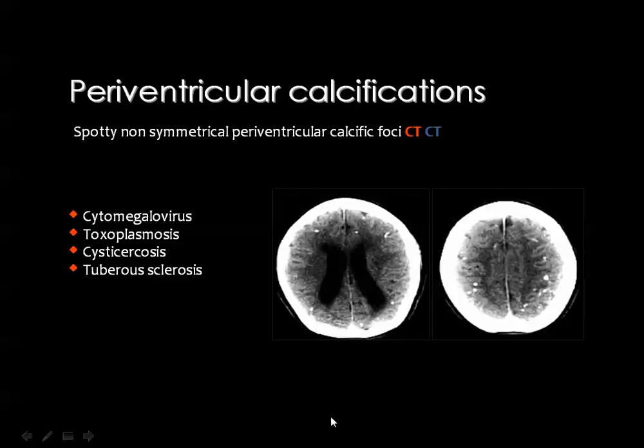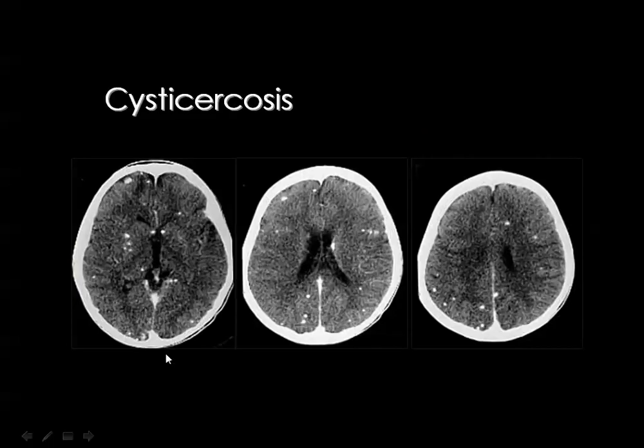Then we came to the second type of calcium, which is the periventricular calcification, where you can see spotty, non-symmetrical calcium in the periventricular area. And this calcium may include the congenital intracranial infection and some other conditions which can produce calcium in the periventricular area. Previously, I have referred to these types of calcification by the letters TORCH, including the cytomegalovirus, the toxoplasma, the cysticercosis, and the tuberous sclerosis.